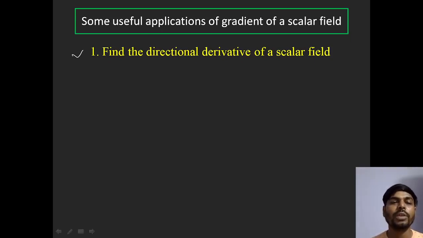Okay, so let's move to another application of the gradient of a scalar field. We can find out the directional derivative of a scalar field. What do you mean by the directional derivative? Let's move directly to a numerical problem, and from there we'll also generate the concept of the directional derivative of a scalar field.